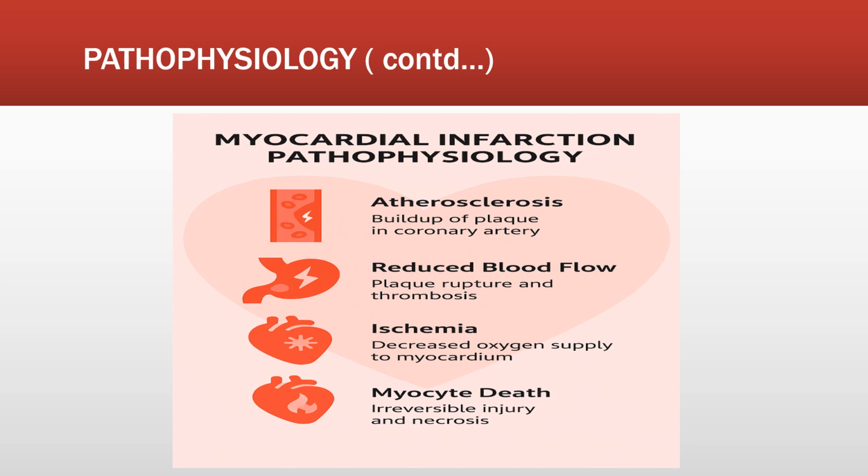So this is the pathophysiology very shortly. Atherosclerosis, they build up the plaque in the coronary artery. The plaque ruptures. It must rupture for the MI to happen. Ischemia is when they rupture and there is decreased oxygen supply to the myocardium, and the myocardial cells, that is your myocytes, they are dead. There is irreversible injury.